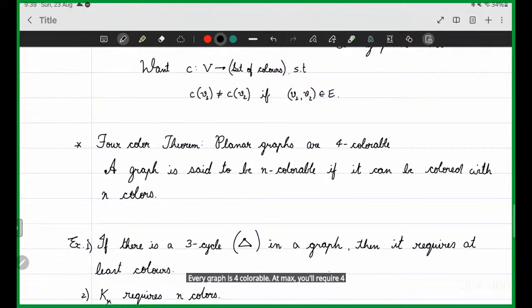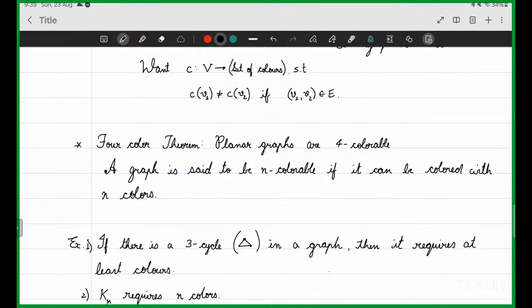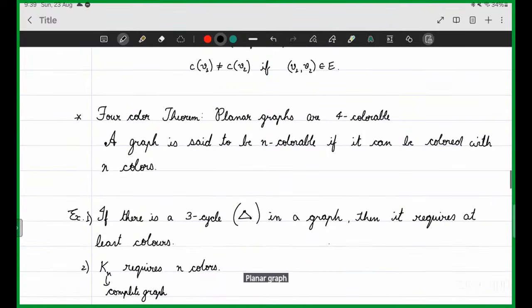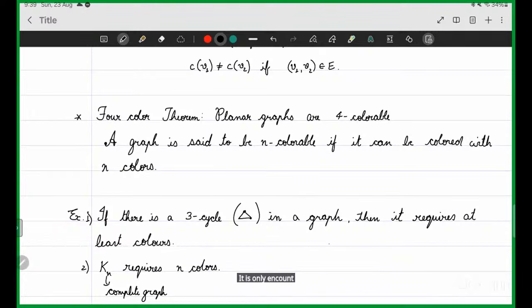So what is the conclusion? Is there any contradiction that's happening? So, sir, at max, the minimum number of colors required is 4. Minimum can be 3 also, right? Planar graphs can be that, but Kn, I'm saying it requires n colors, meaning it is only n colorable or more.